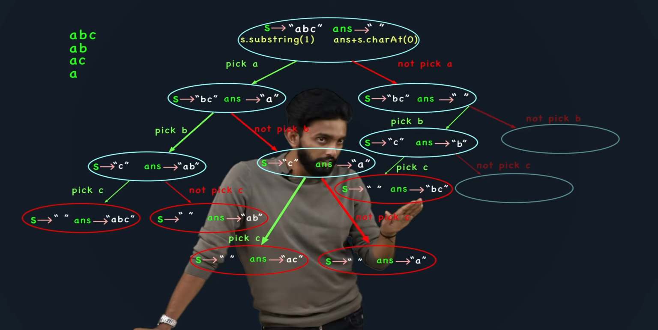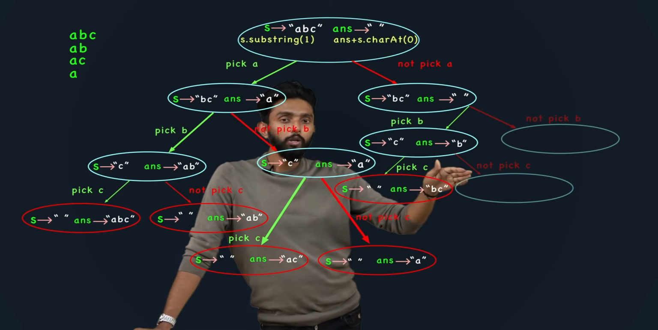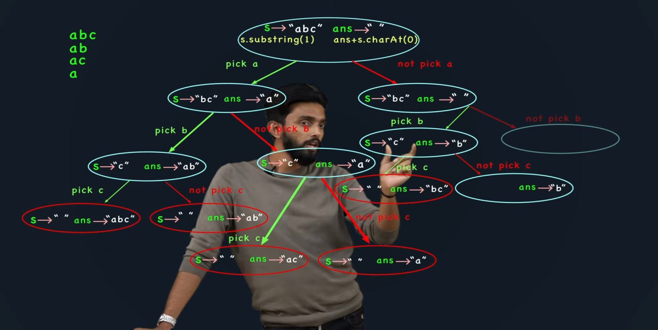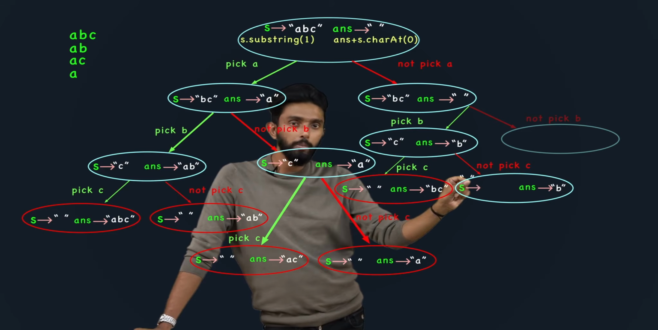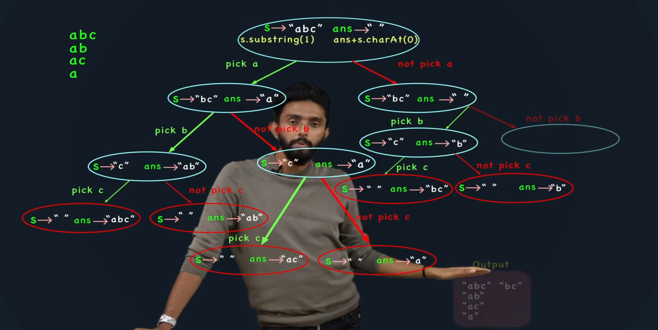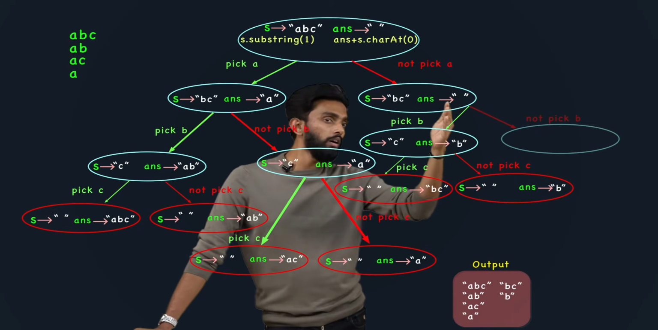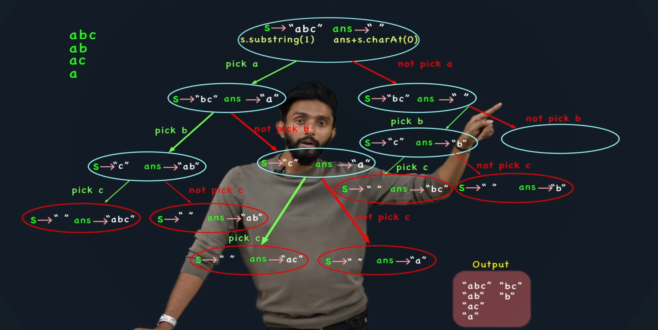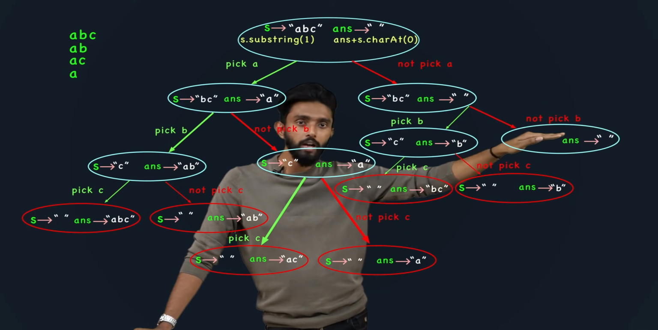Beautiful. Next done, return. Now not pick C. Not pick C means don't concatenate, send the answer as it is. Find the substring, it will reduce, it will become empty. Empty means base case, print the answer. Return, return, now comes not pick B. Not pick B means what? To the answer, don't append B, don't concatenate B, send the answer as it is.